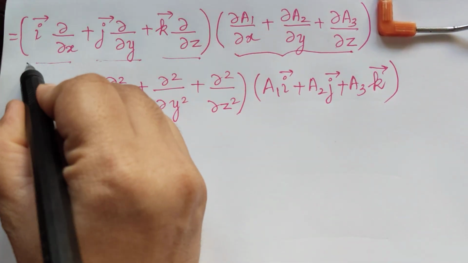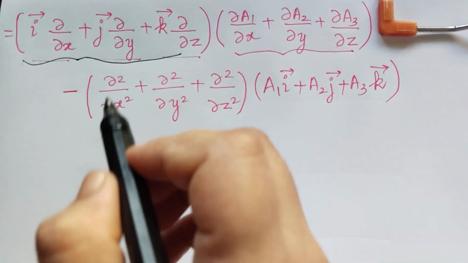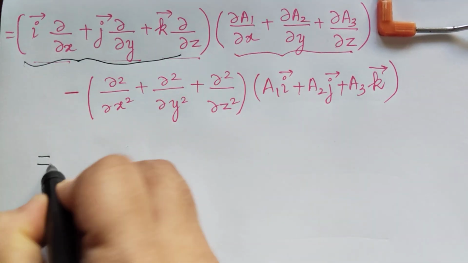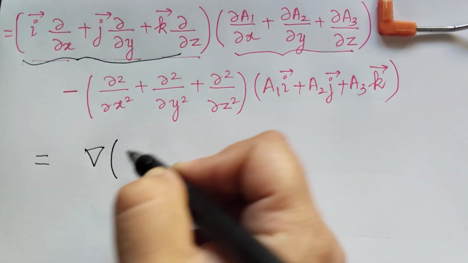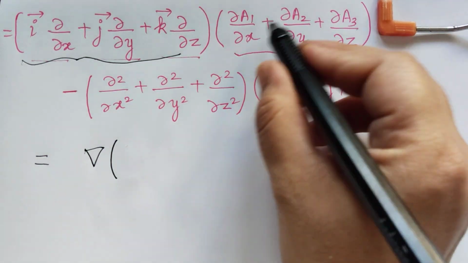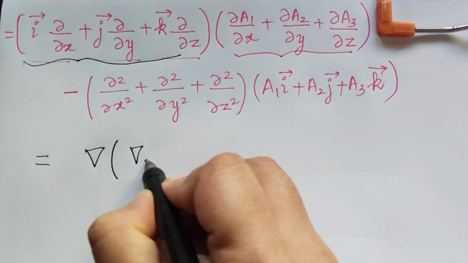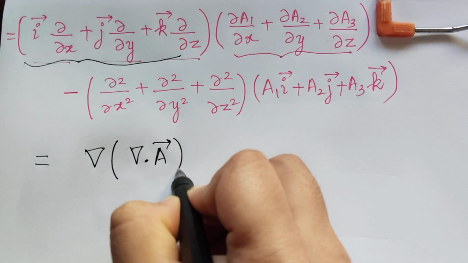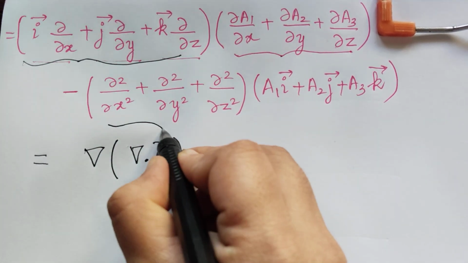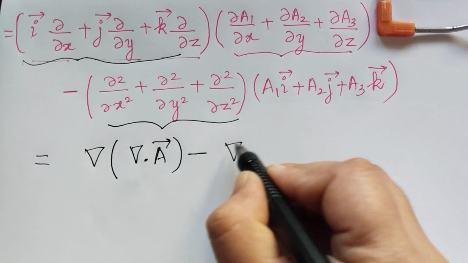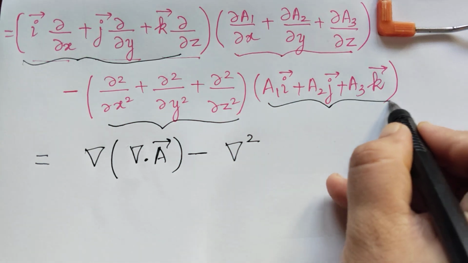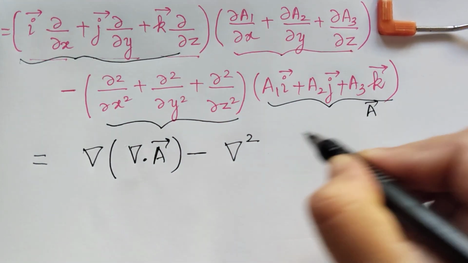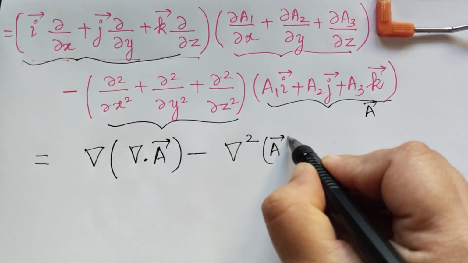So what is this actually? If you remember, in vector differentiation, it is the gradient. So gradient of, and what is this? It is the divergence. So divergence of a vector minus, and this is the Laplacian, that is nabla square. And what is this? It is the a vector. So this is a vector.